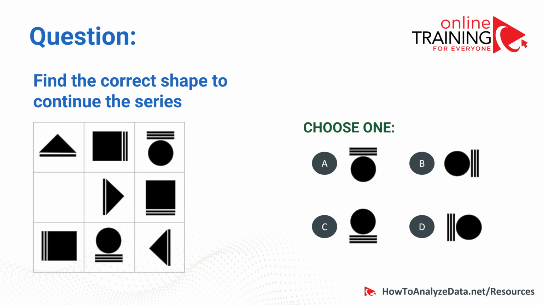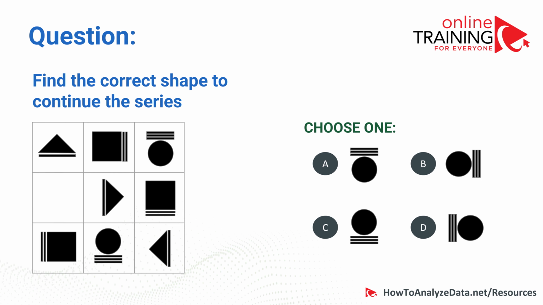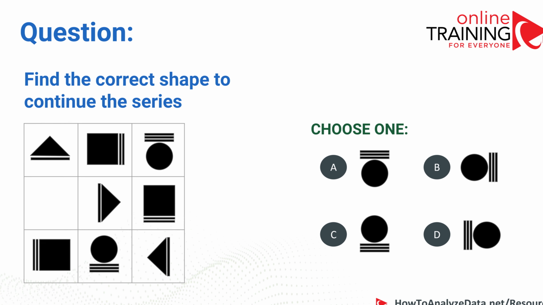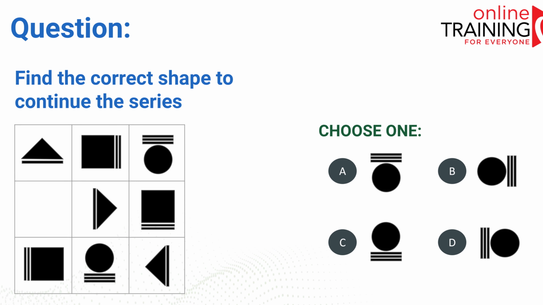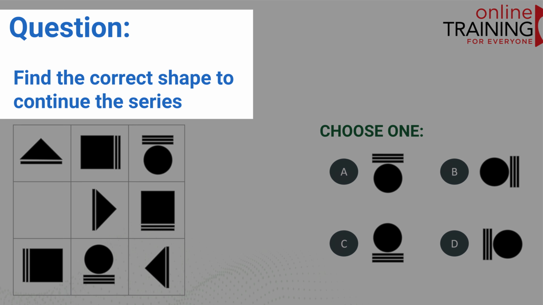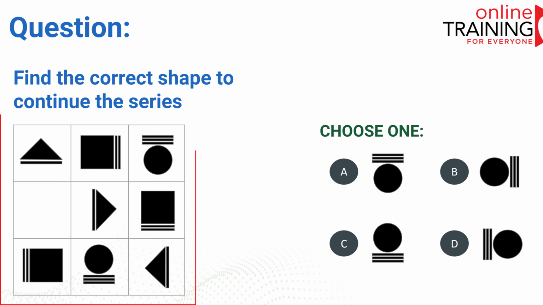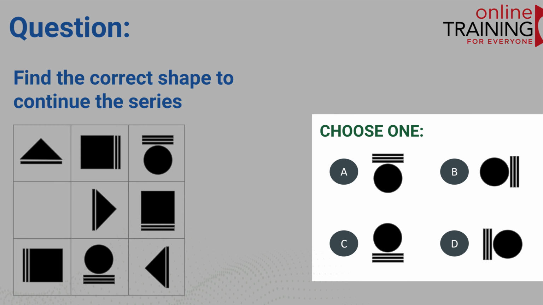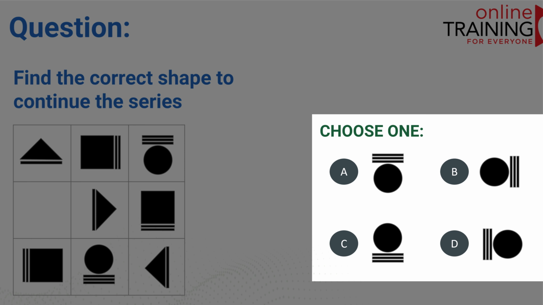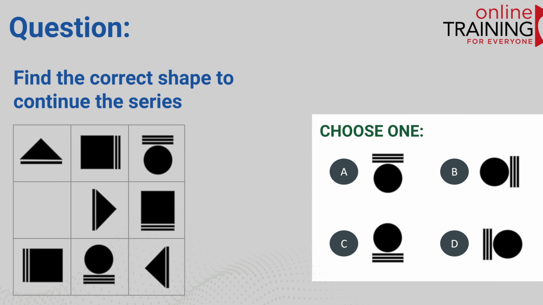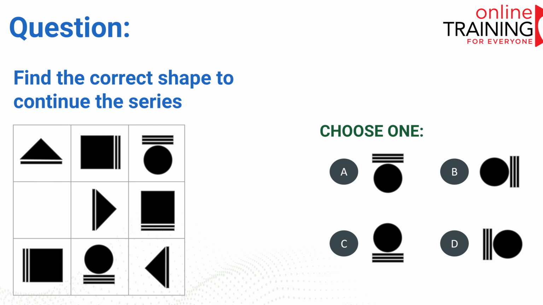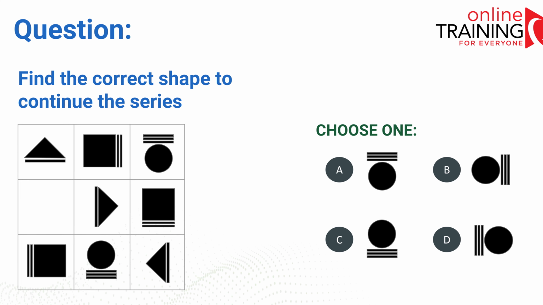Now let's look at the very complex question which you see a lot during logical reasoning tests, psychometric tests, and numerical reasoning tests. Find the correct shape to continue the series. What we have here is a 3 by 3 matrix with 8 shapes populated and 1 shape missing. There are 4 choices as usual, but in order for you to calculate the right shape, you need to determine the pattern. And in fact, there are 2 patterns here on this screen.